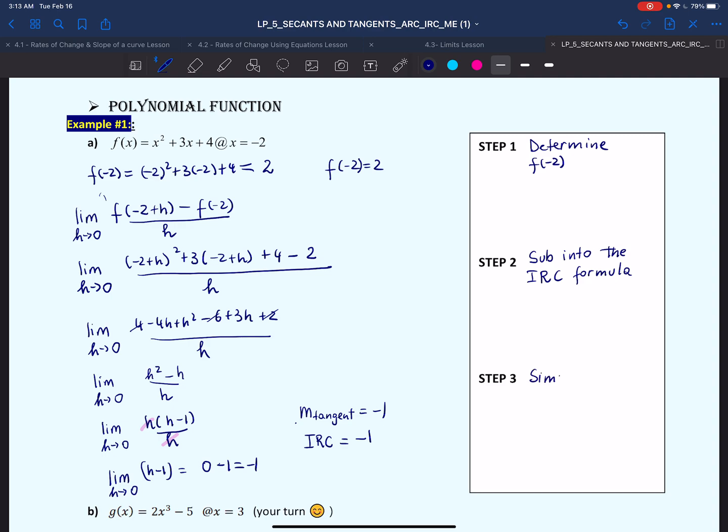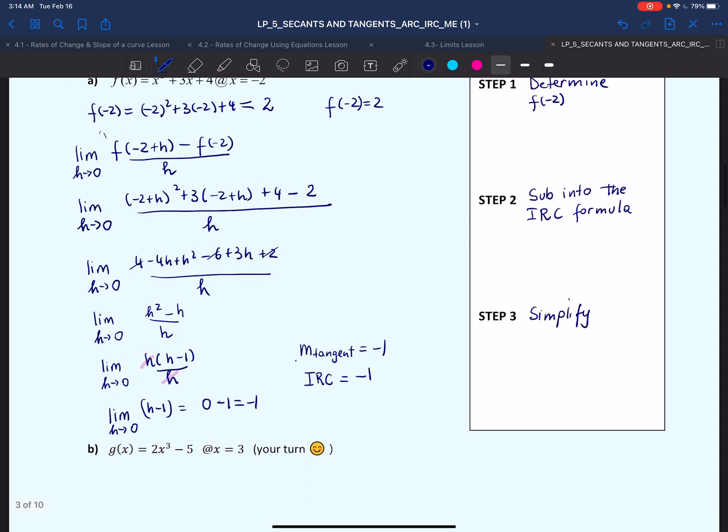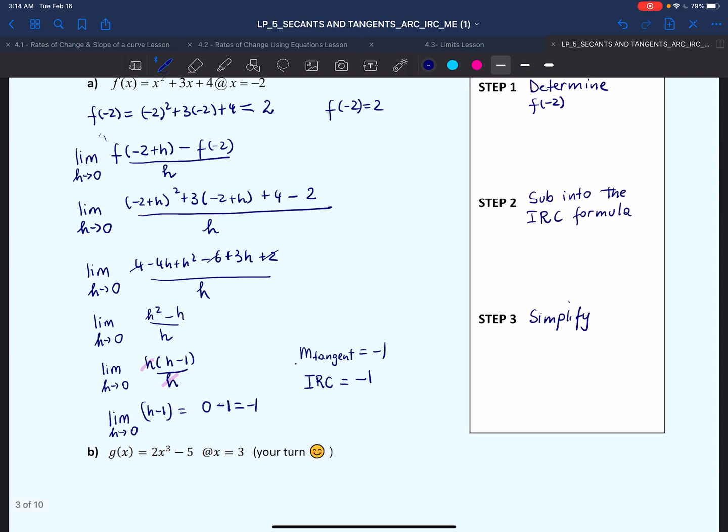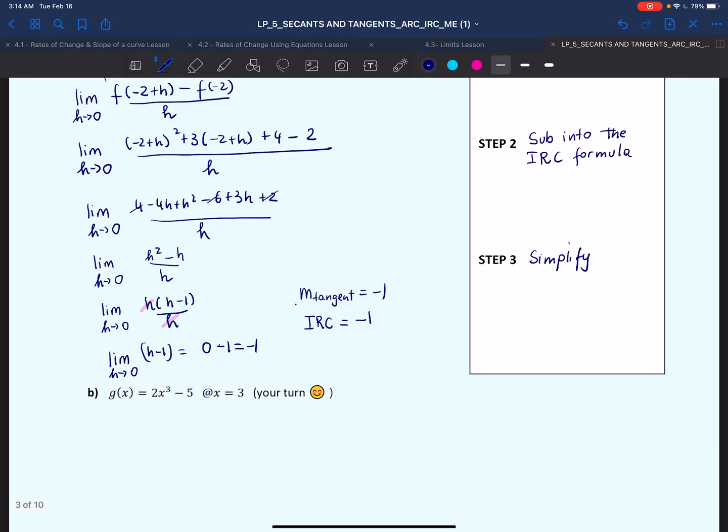So step 3, simplify, right? Now, I've brought in another example for you to try, 2x cubed minus 5, which means that I suggest that you try this on your own. I will continue simplifying this in here. So I'm going to find g of 3 first.